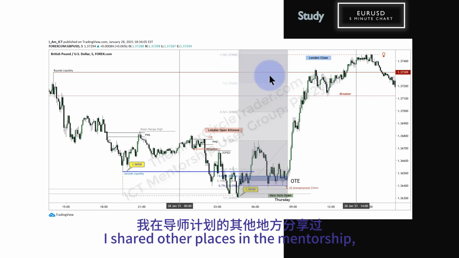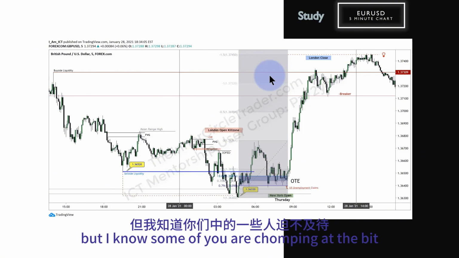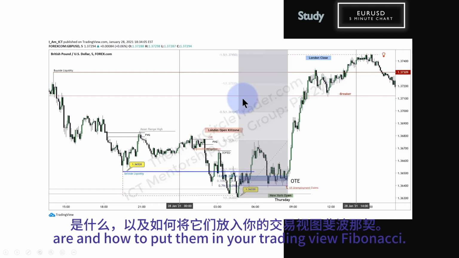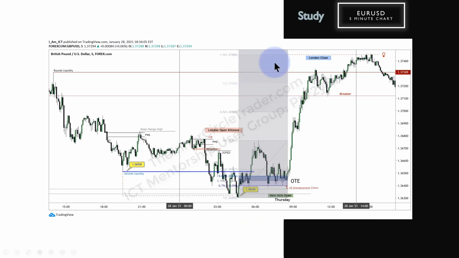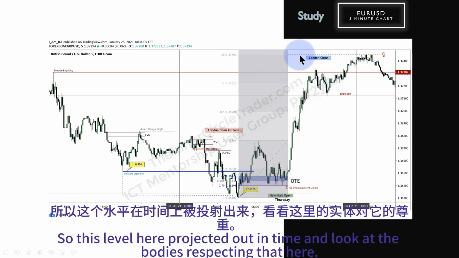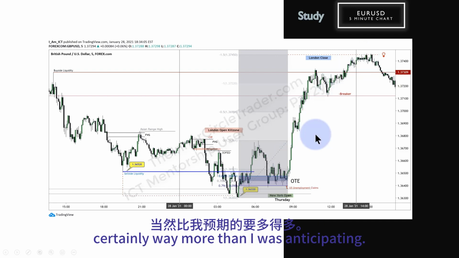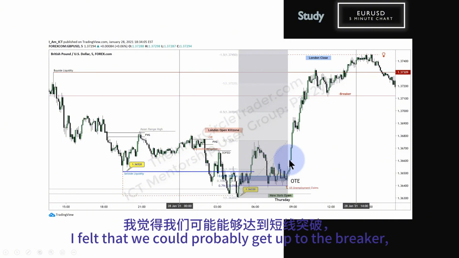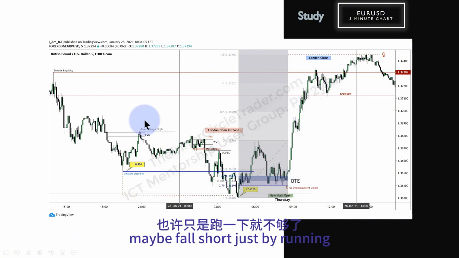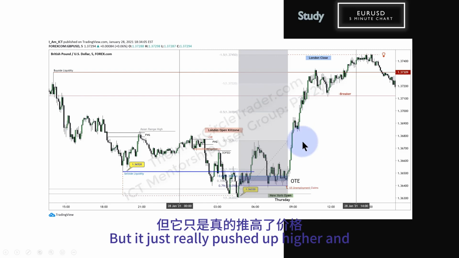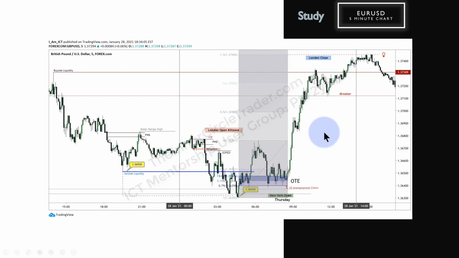I shared it in other places in the mentorship, but I know some of you are chomping at the bit, because now when you see things like this, you really want to know what these levels are and how to put them in your TradingView Fibonacci. So this level here projected out in time, and look at the bodies respecting that here. So it's just a really nice delivery on the upside, certainly way more than I was anticipating. I felt that we could probably get up to the breaker, maybe fall short just by running above these relative equal highs and filling in this area here, but it just really pushed up higher, and very surprising.